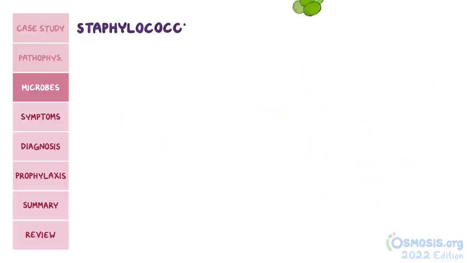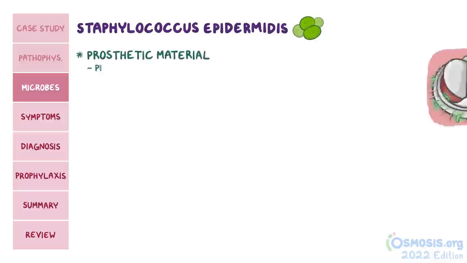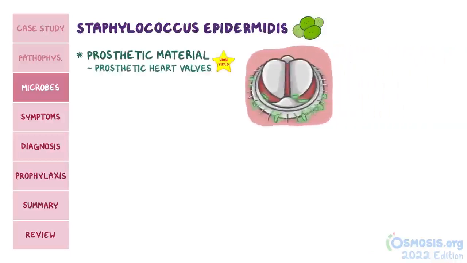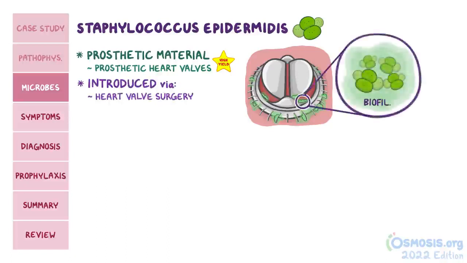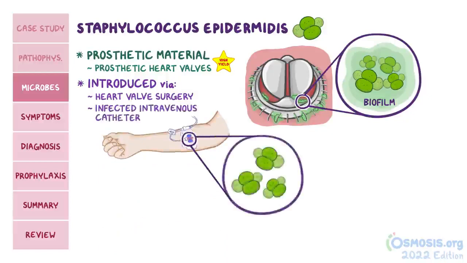Next, we have Staphylococcus epidermidis. A high-yield fact here is that the bacteria loves foreign prosthetic material, like prosthetic heart valves, and this could be your best clue on a test. This bacteria is usually introduced into the body at the time of heart valve surgery, and it literally creates an extracellular matrix around itself called biofilm, which allows it to stick around on the valve. Another common point of entry into the body is through an infected intravenous catheter.